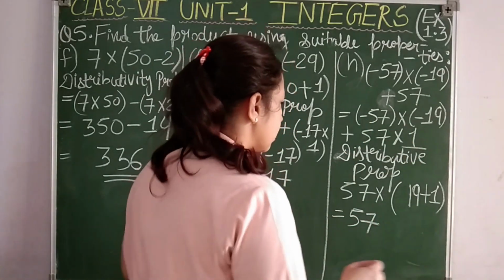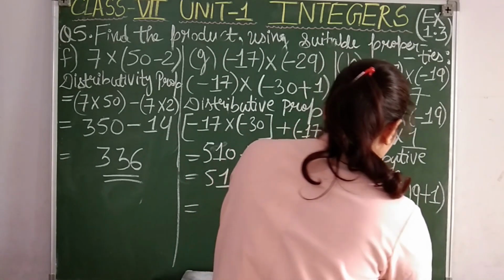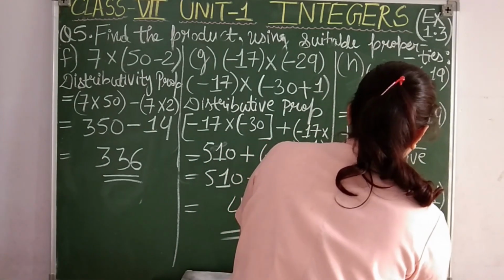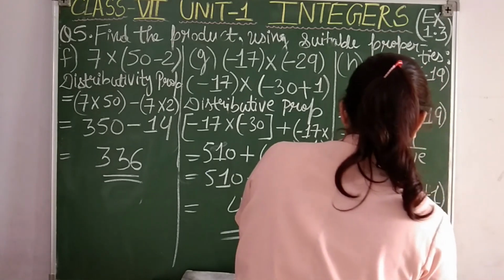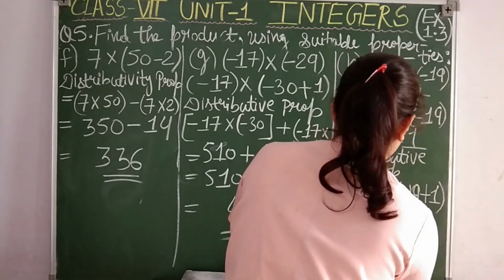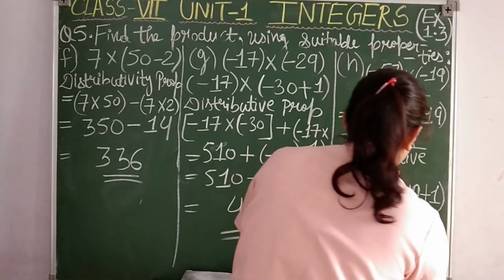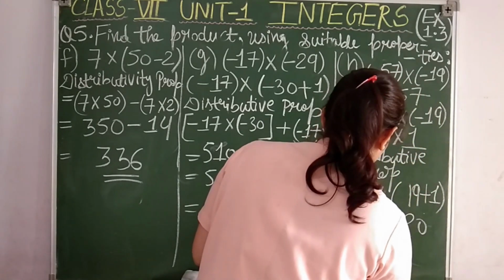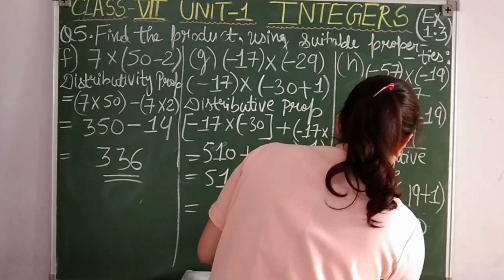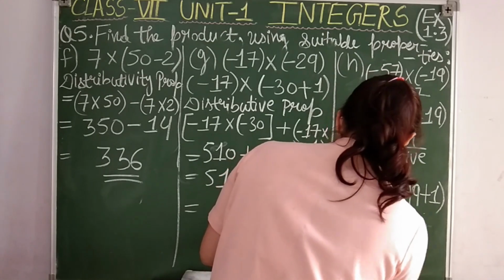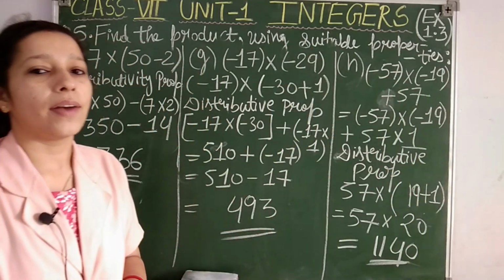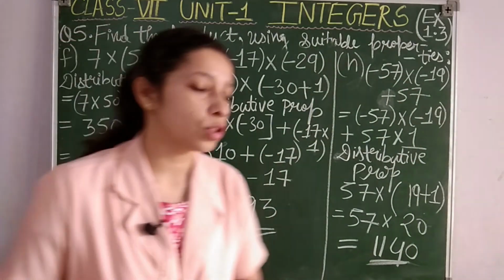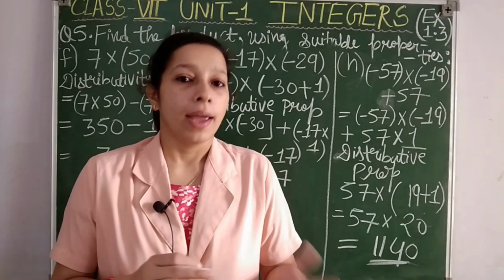Okay, fine. Let us continue now. So 57 into 19 plus, sorry, here 19 plus 1 will get 20. Now simply multiply. 0, 2 7s are 14, 2 5s are 10, 11. So your answer is 1140, students. So this was your question number 5, point number A to H.